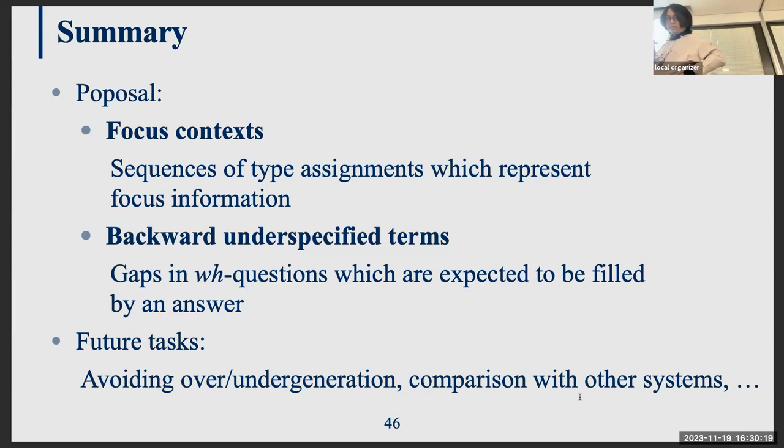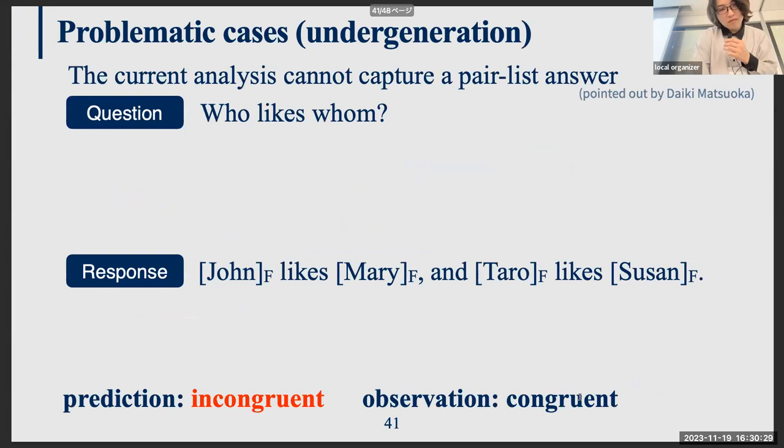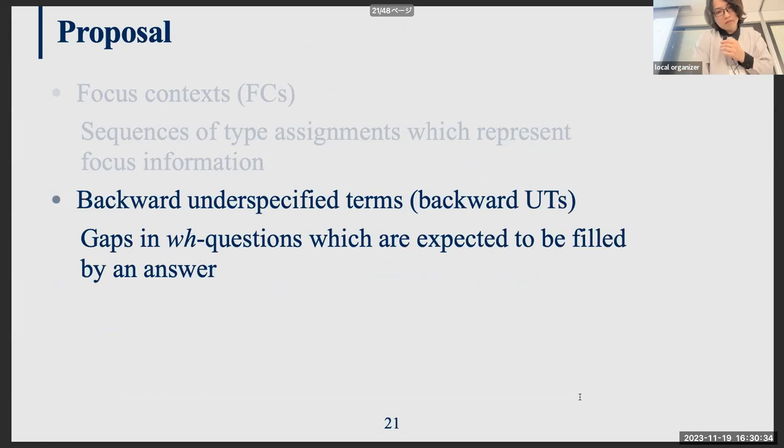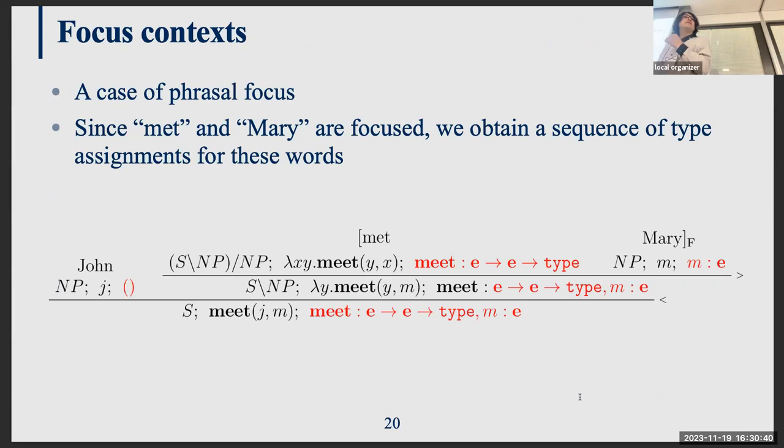Also, can you show the slide where you have a derivation for focus context when the verb phrase is focused? Yes, this one. So why do you have separate items in the focus, like separately meet and separately marry? Why are they not combined there?